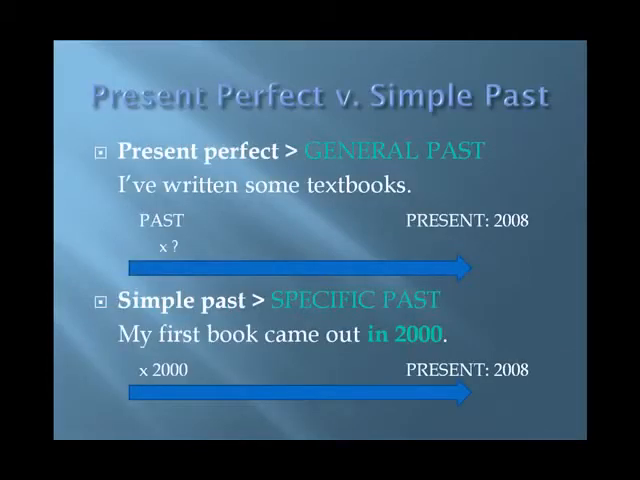Now, in light of our third reason, let's make another contrast between the present perfect and the simple past. The present perfect can express a general past. I've written some textbooks. When exactly? The date isn't specified. With the simple past, we name specifics. My first book came out in 2000. So as soon as we have a specific date and we can show a point on a timeline, we need to use the simple past, not the present perfect.